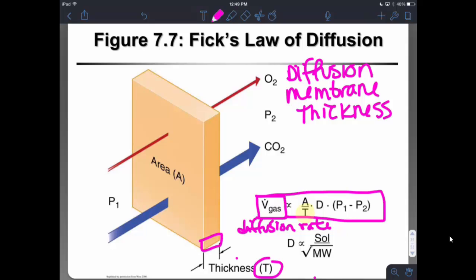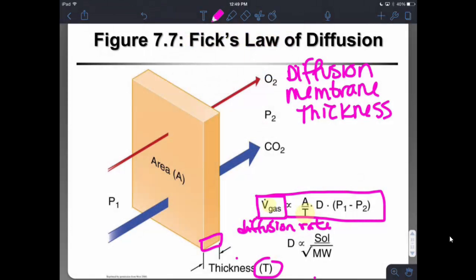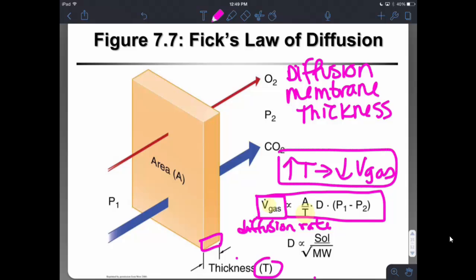And you can see here that thickness is inversely related to the rate of gas movement. Okay, so if you have a thicker membrane, you're going to have a slower rate of gas diffusion. Okay, and that makes sense because if the tissue is thicker, it's going to take more time to get across it.